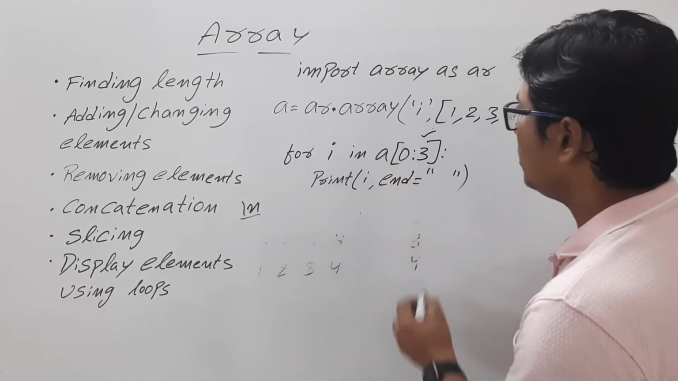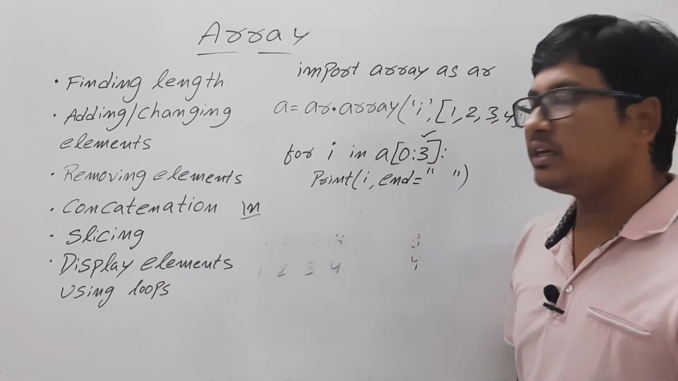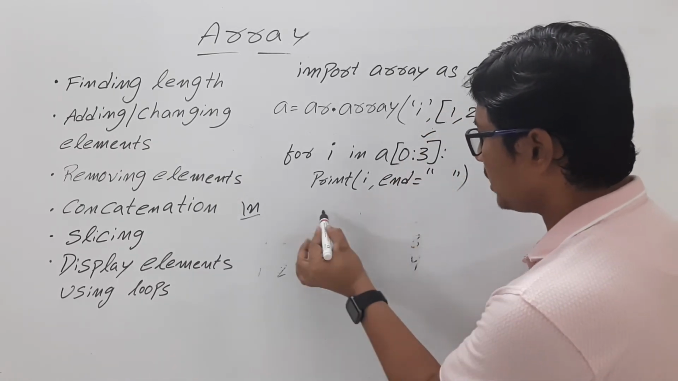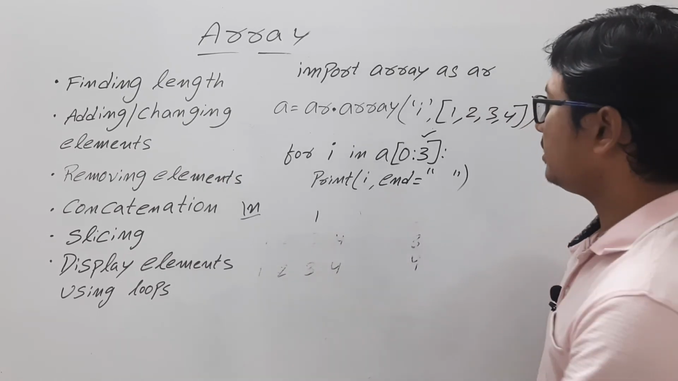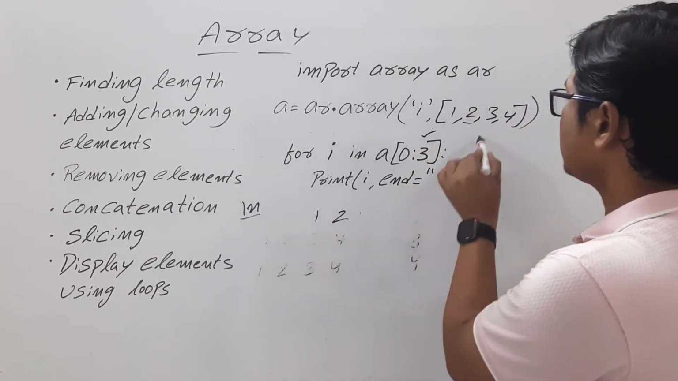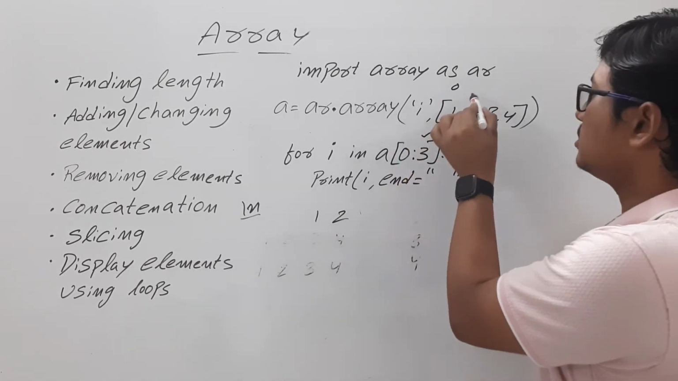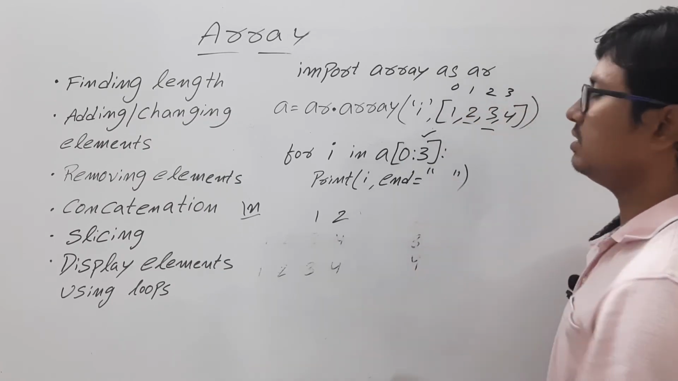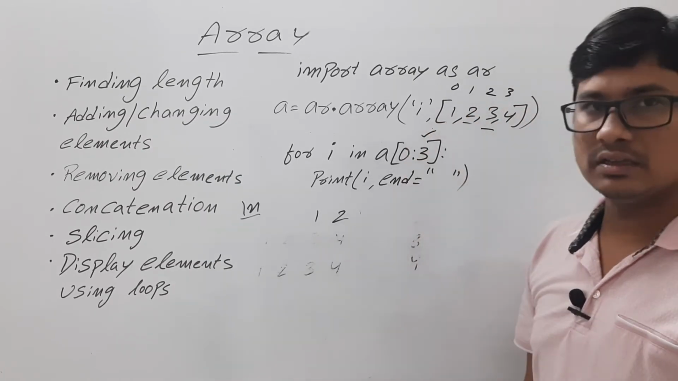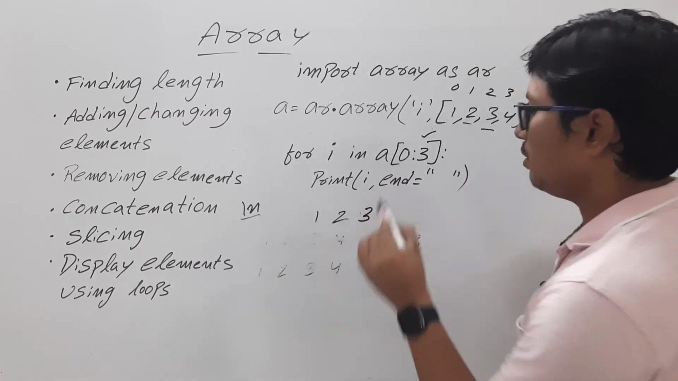So first it will display the value at the 0th index. The value 1 is there. Then at index 1, what value is there? 2. At index 2, what? See, this is the 0th index. This is 1, this is 2, this is 3. These are the indices and these are the values. So at index 2 you get the value 3.